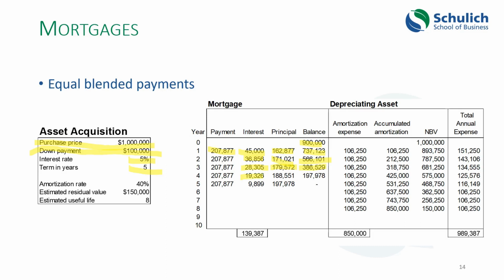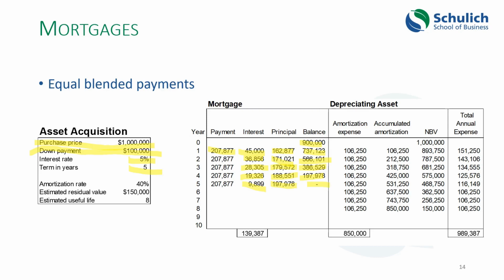And of course, the interest keeps dropping. The amount that's left over out of the $207,000 payment is going up and up and up. And by the time you get to this situation, the interest on $197,000 is just shy of 10,000, leaving us that amount to apply to the balance, and we are done.